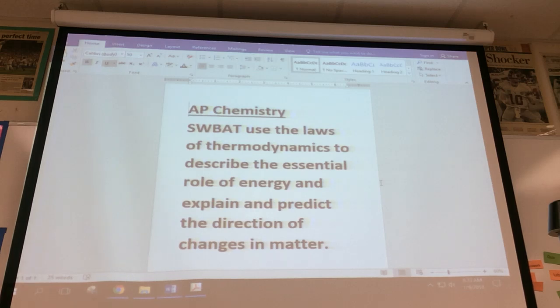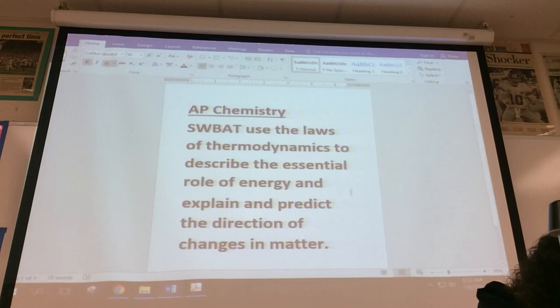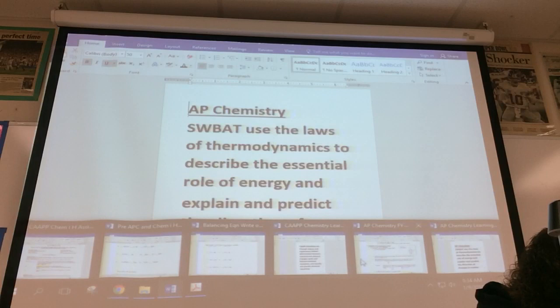We'll continue with our lesson on thermodynamics today. This is all fitting into Big Idea 5, which is very broad in nature, but in your review books, which you were given prior to break, you'll be looking in Big Idea 5 for these types of problems. So you want to be able to use the laws of thermodynamics. We talked about the first law of thermodynamics yesterday to describe the essential role of energy and explain and predict the direction of changes in matter. And you'll see more of that as we work through both this chapter as well as chapter 17.